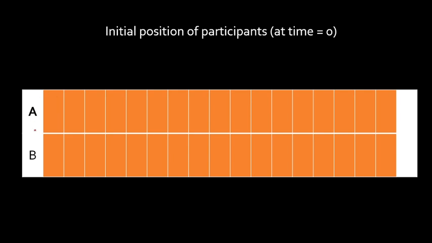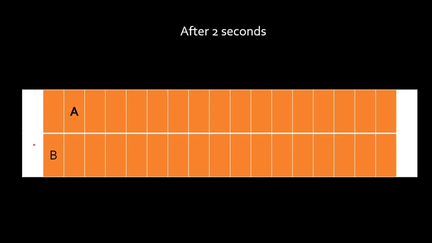So what we are going to do is we'll monitor their positions every 2 seconds. Okay, not every second. I'm just going to monitor it every 2 seconds. So this is their initial position at time 0. Both A and B are still at the starting line. Okay, so what happens after 2 seconds? They will start moving. Yes, when they start moving, this will be their positions. Yes, A is leading and B is trailing behind.